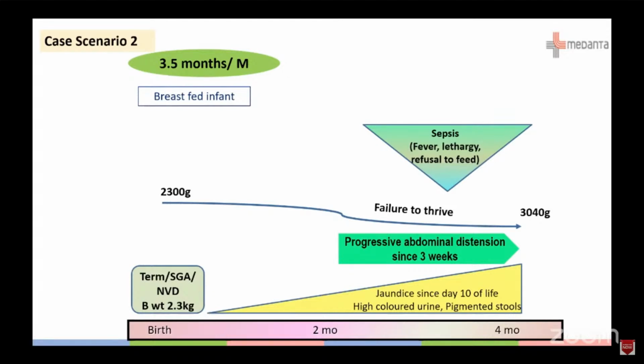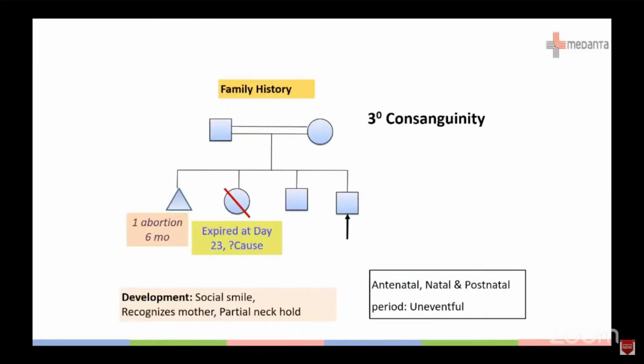The child is refusing the feeds, having fever, lethargy, suggestive of sepsis, and the child is not gaining weight adequately. The present weight is 3,040 grams at the age of 3.5 months. There is no history of bleeds, seizures, altered sensorium, diarrhea, vomiting, or extrahepatic involvement. There is a history of third degree consanguinity.